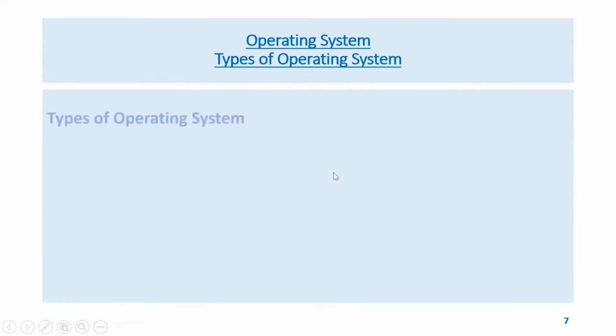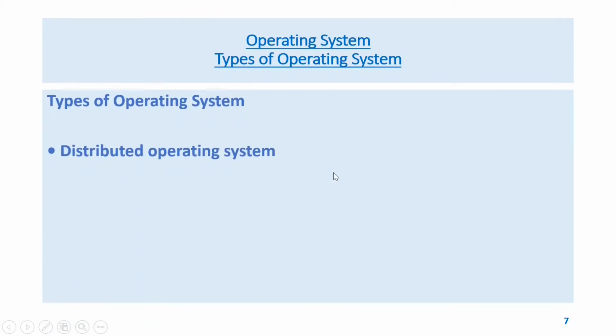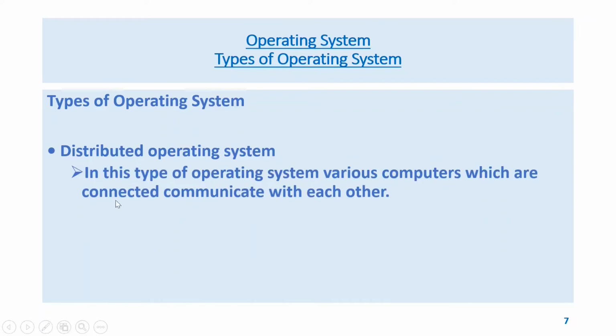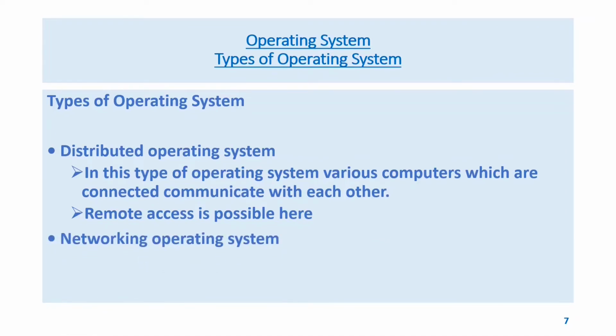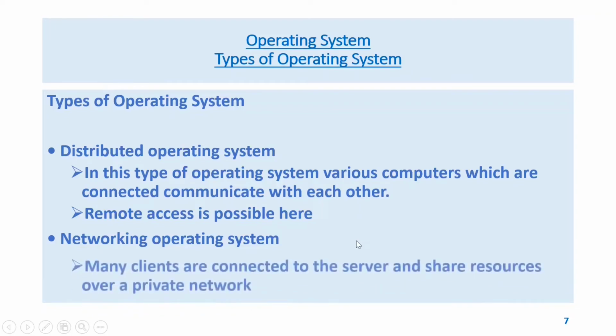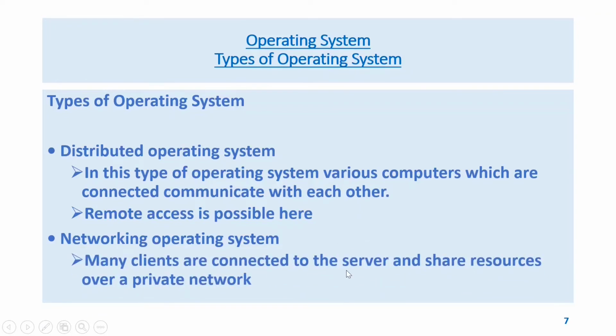The next type of operating system is distributed operating system. In this type of operating system, various computers which are connected communicate with each other. Remote access is possible in distributed operating system. Network operating system. Many clients are connected to the server and share resources over a private network. So here it's a server client system where many clients are connected to the server and share resources, and it is a private network.